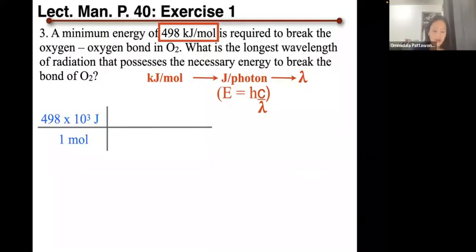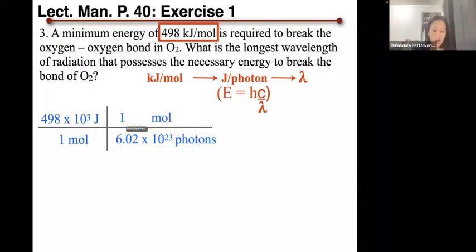The next step is to convert from mole to photon. So in this case, we will put 1 mole on top and we will put the number of photons on the bottom. Remember, Avogadro's number is always going to be with an object, and this many objects is equal to 1 mole. We discussed this already in the previous chapter section. So there will always be this many photons in 1 mole.